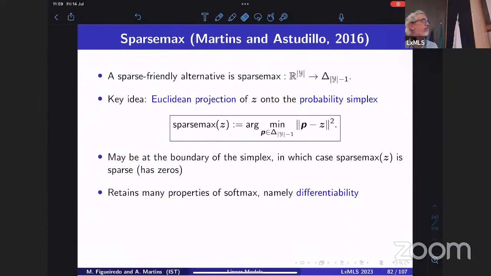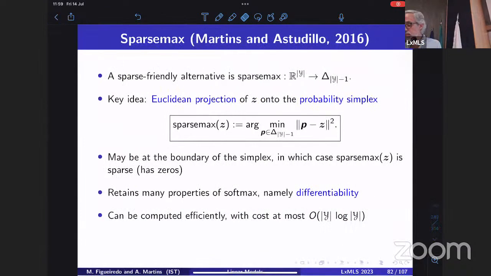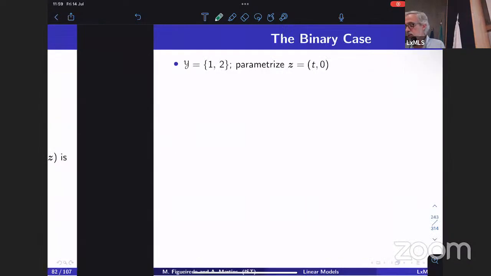But it retains a lot of the properties of softmax, namely differentiability. You can still do gradient descent. It can be computed efficiently. The softmax is very easy to compute. Remember, exponentiate and normalize. Projection is a bit more complicated. It requires sorting the components of Z first, which costs k log k, where k is the number of classes. So it's a bit more expensive, but it's not that much. Essentially it boils down to sorting and then shifting and thresholding. I won't go into that.